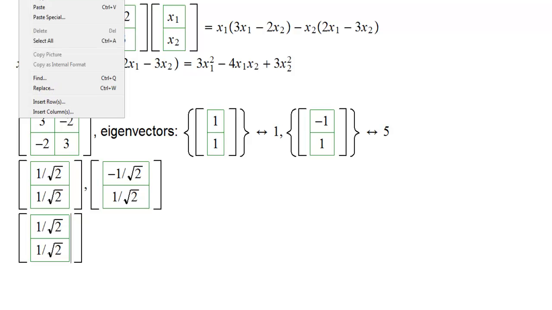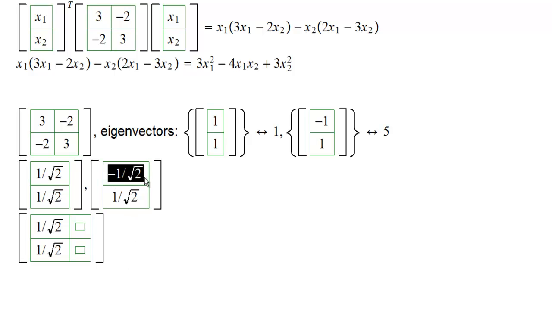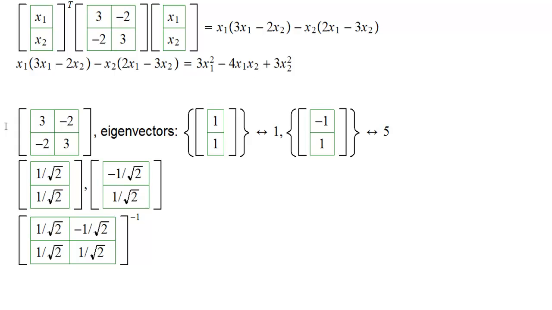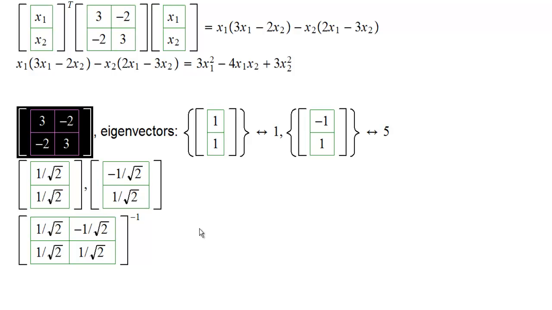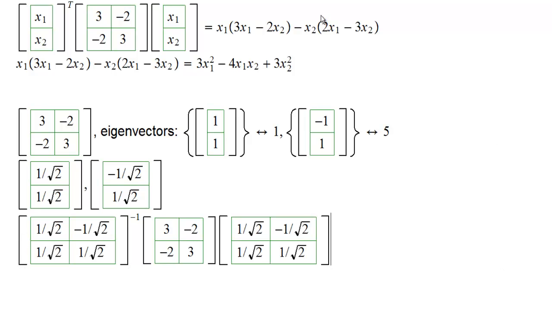And if we go ahead and diagonalize it, then what we shall have is this, and we will have the inverse, then the matrix, and then our orthogonal matrix. And we got 1 and 5 as our diagonal, the way we wanted.